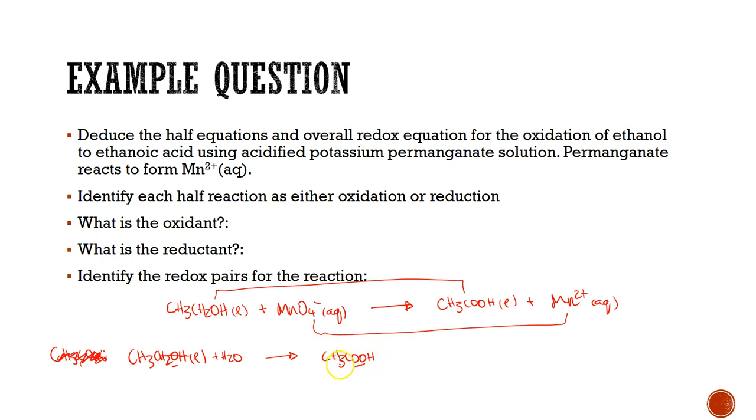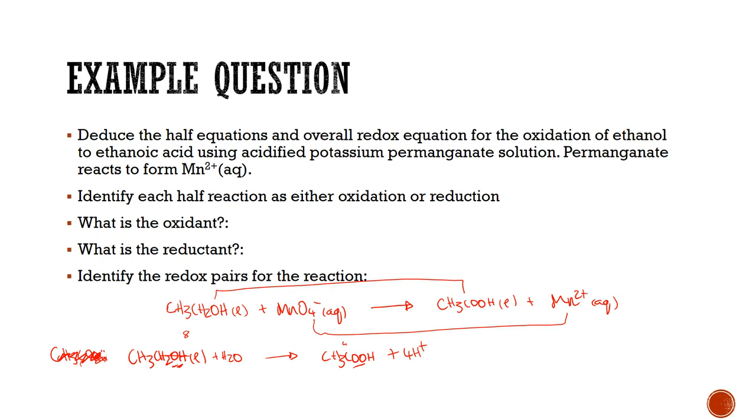So I've got 1, 2, 3, 4 on the right-hand side. On the left-hand side, though, I've got 3, 4, 5. Don't forget this guy, 6, and then 7, 8. So I have 8 on this side, 4 on this side. So I'm going to have to add 4H+ over onto this side.